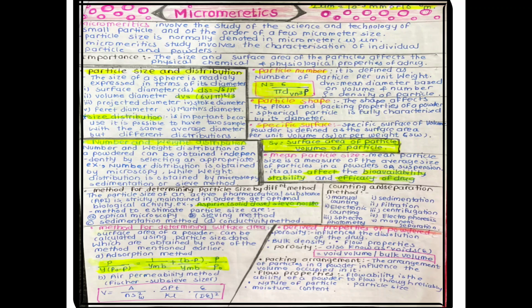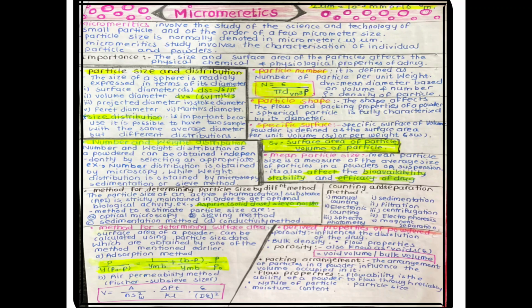Methods of determining surface area: the surface area of powder can be calculated using particle size data. The first is the adsorption method and the second one is the air permeability method.